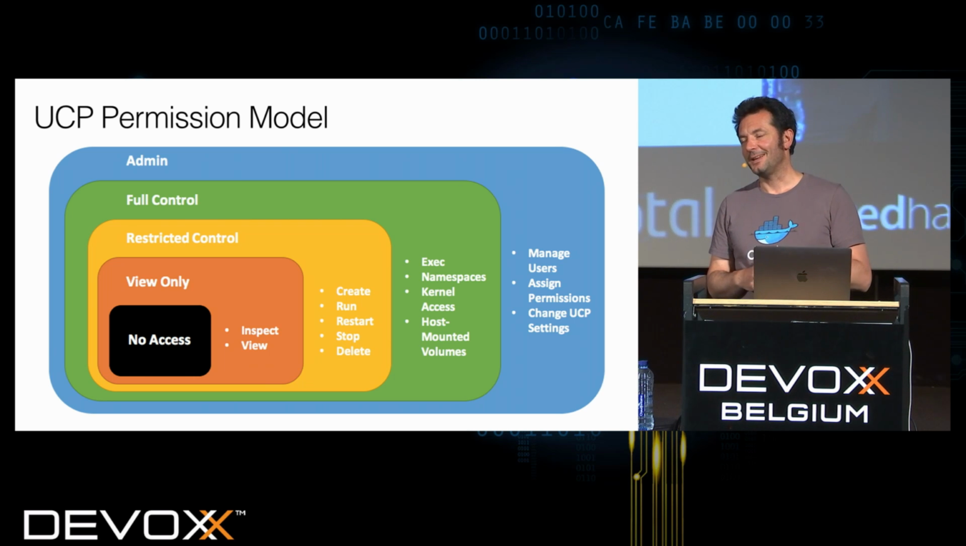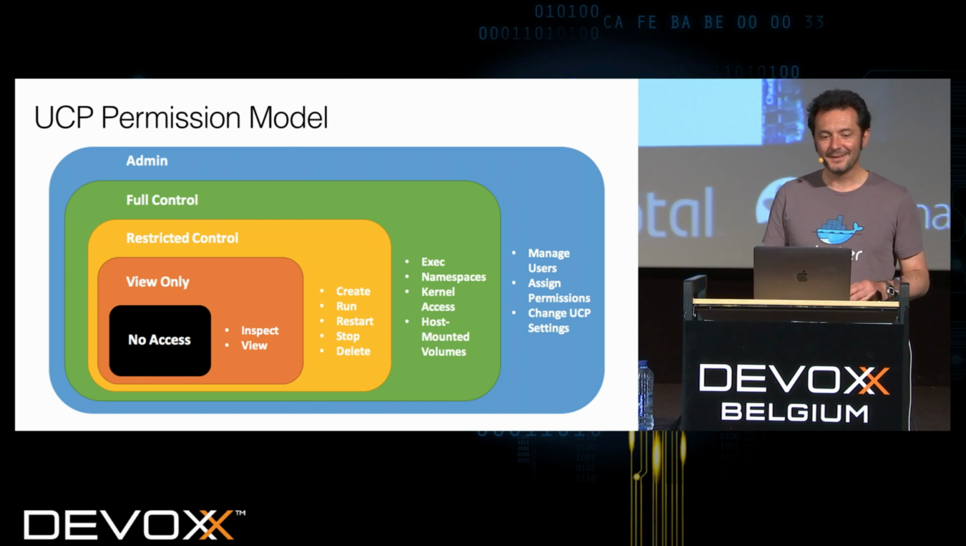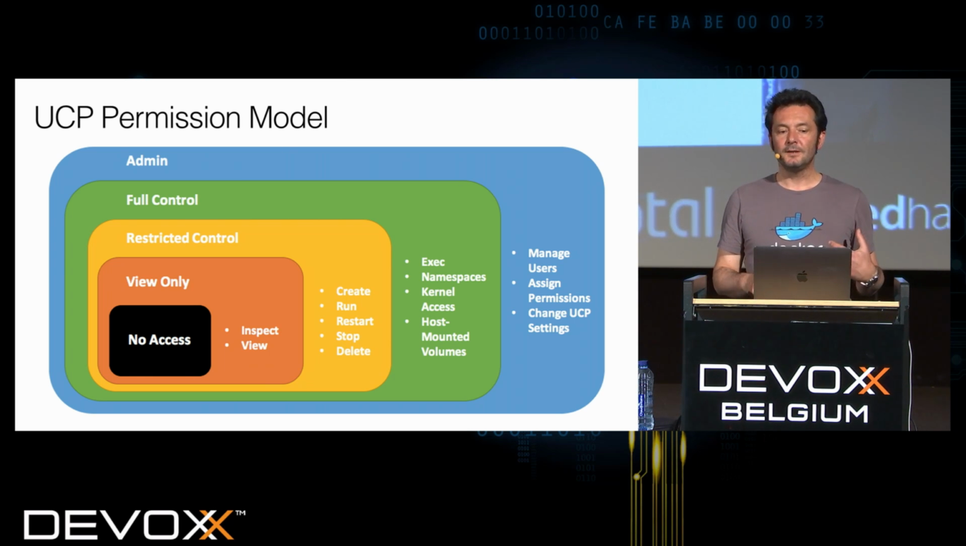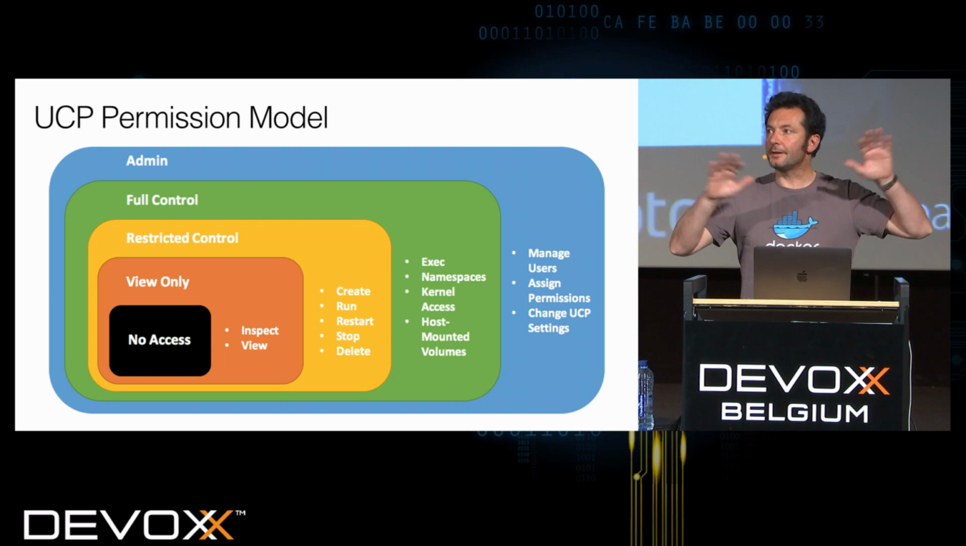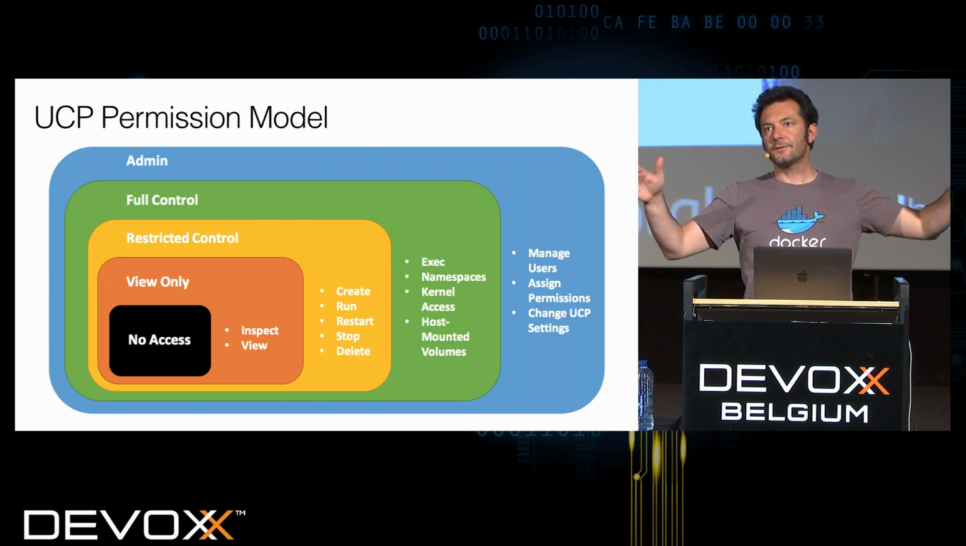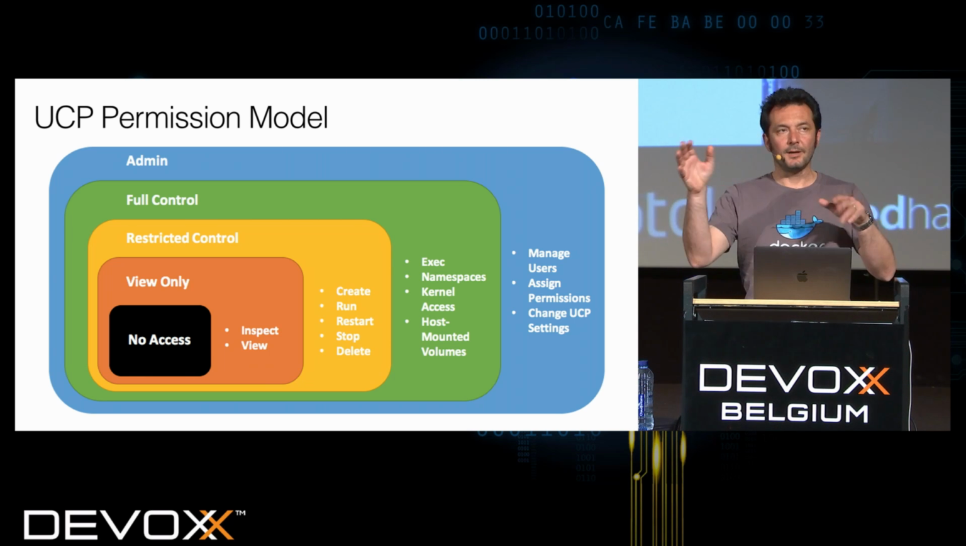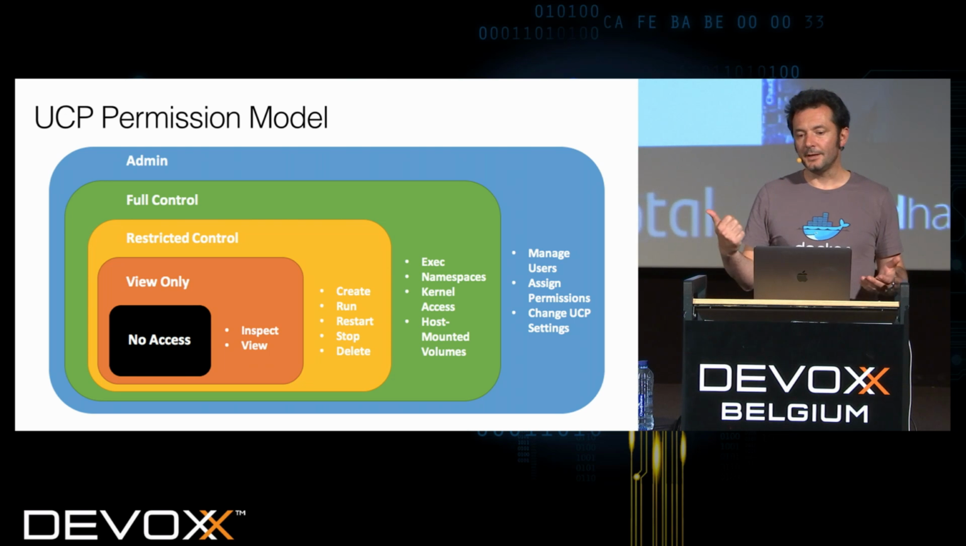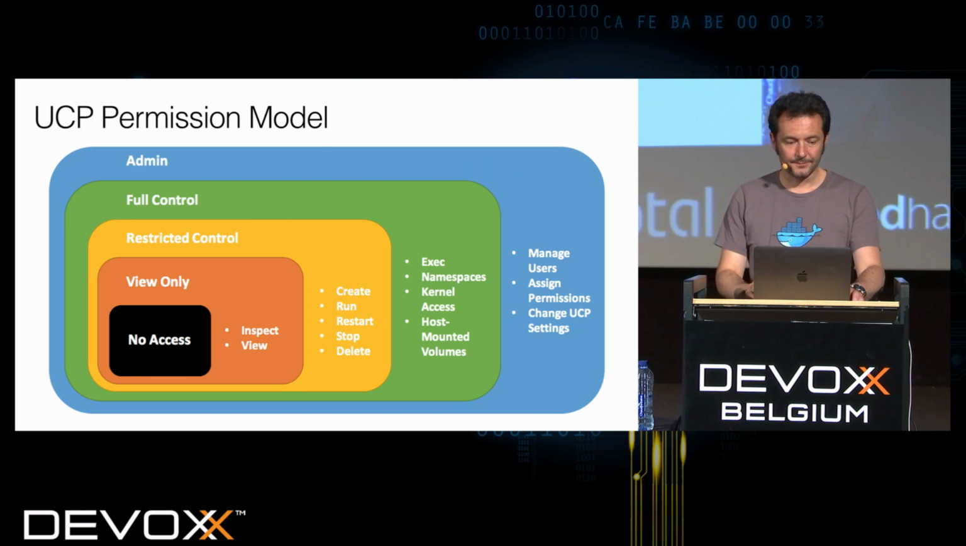At DockerCon, the demo was with, I think, our CFO or even our CEO who came on stage, and they gave him only view access because they didn't want him to mess with their containers. Restricted control is what you would give a typical team. So a team can create, run, restart, stop, and delete their own containers, but doesn't see the containers of other teams. Then sysadmins who manage the whole cluster have full control. They can manage all the containers. And then you have one admin who can manage users and permissions.